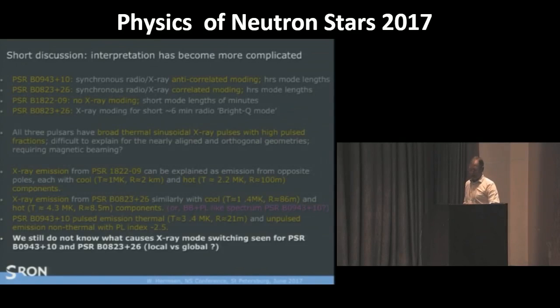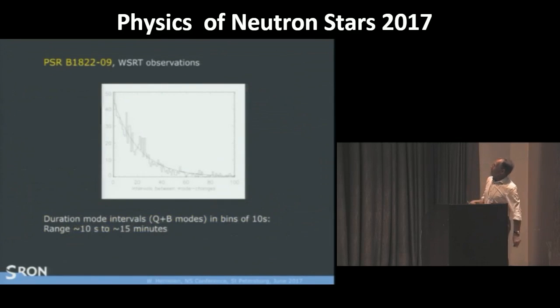I have 2 more slides, if you allow me. I found this also very exciting and would just like to show you this. PSR 1822, our Westerbork observations, we have long observations because we need that for the X-rays. And these are the mode length intervals. And this is a continuous distribution. And this is from 10 seconds to 15 minutes.